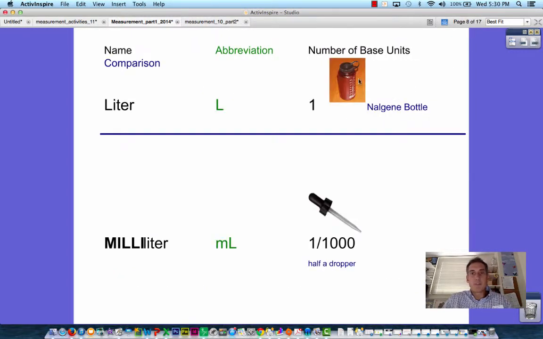How about volume? Just a couple for volume. Here's our base unit, a liter, and again, it's about the space inside a Nalgene bottle. Another very common unit that we use in the lab is a milliliter. We measure in our graduated cylinders in milliliters, and 1 milliliter is about half a dropper or half a pipette filled with a liquid. And here are our units for milliliter, small m, capital L.